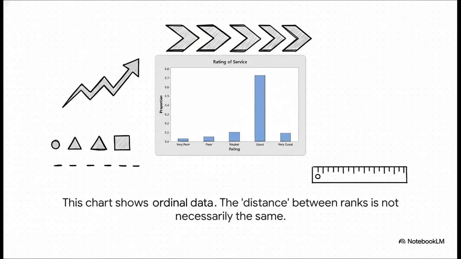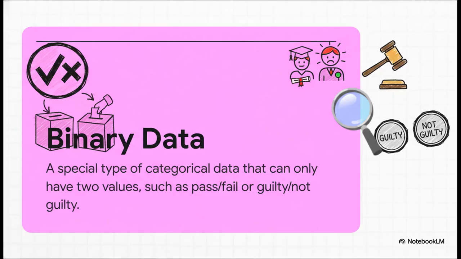This chart visualizes that exact point. You can see the ranked order, that clear progression from negative to positive. And while that ranking is super useful, we have to remember not to treat these labels like they're precise, equally spaced numbers. They're more like steps on a ladder, where the rungs might not be evenly spaced at all. And finally, we have the simplest of them all: binary data. It can only have 2 values. That's it. It's a simple yes or no, on or off. Did a person vote? Guilty or not guilty? Pass or fail? It is the most basic form of categorical data you can get, with just 2 options.